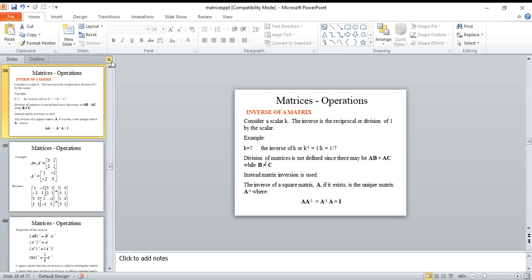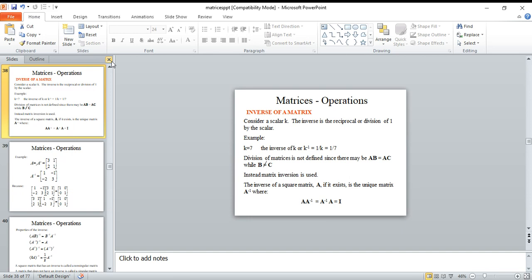Inverse of a matrix. Matrix operation. Consider a scalar k. The inverse is the reciprocal, or division of 1 by the scalar. Example, k equal to 7. The inverse of k, or k power minus 1, is 1 by k, which is 1 by 7.